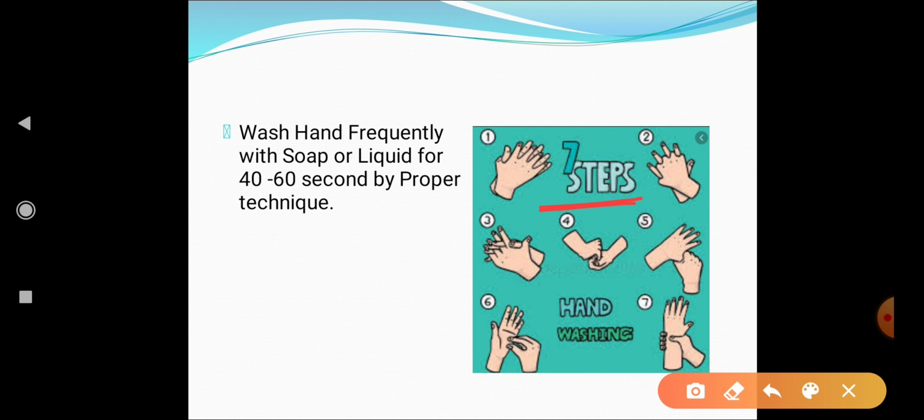The first step is you have to rub the palms together. The second step is rub the back of each hand. The third step is rub both your hands while interlocking the fingers. The fourth step is you have to rub the back of your fingers. In the fifth step, you have to rub the tips of your fingers. In the sixth step, you have to rub your thumbs, and the ends of your wrist in the seventh step. So this is the 7 step hand washing technique.